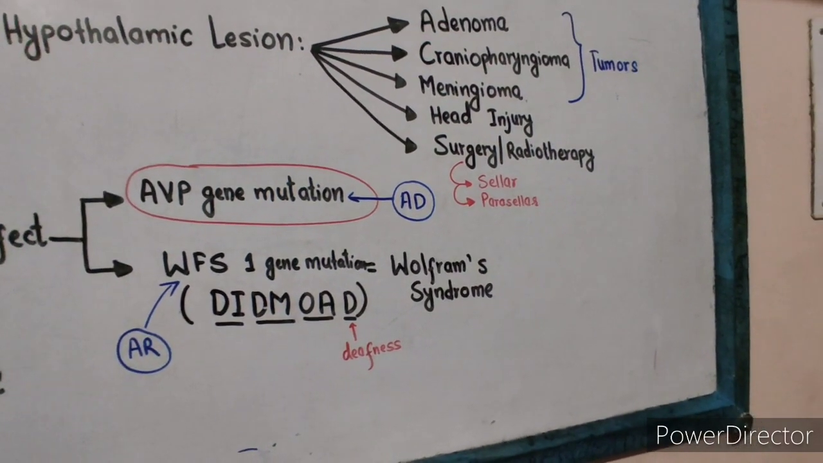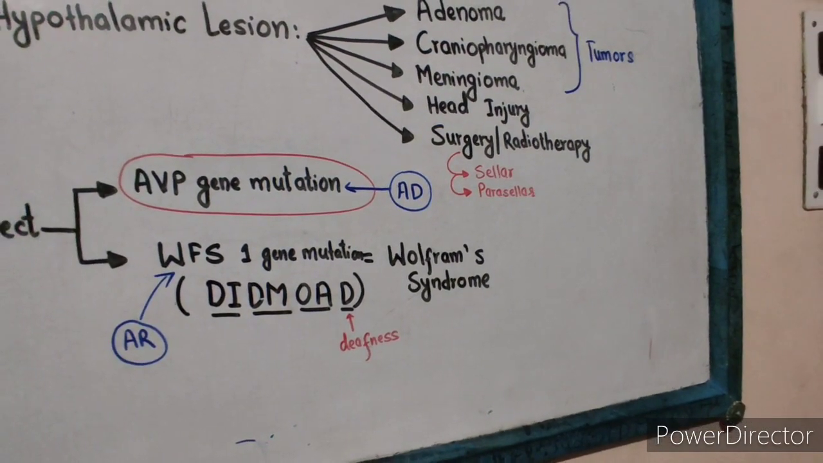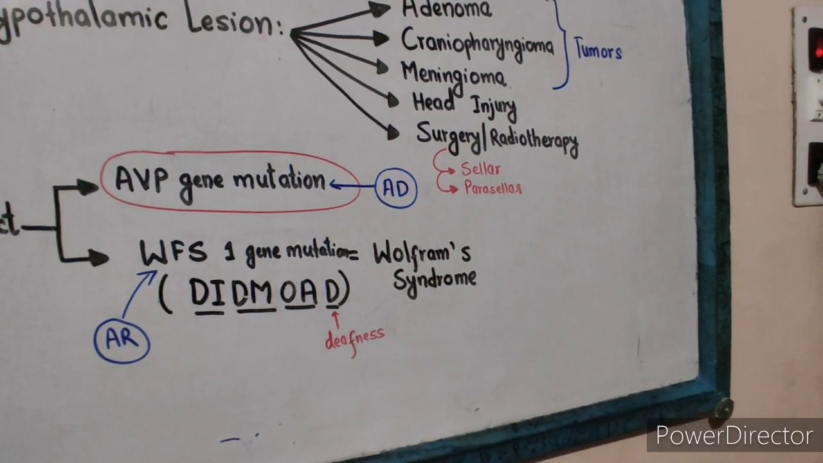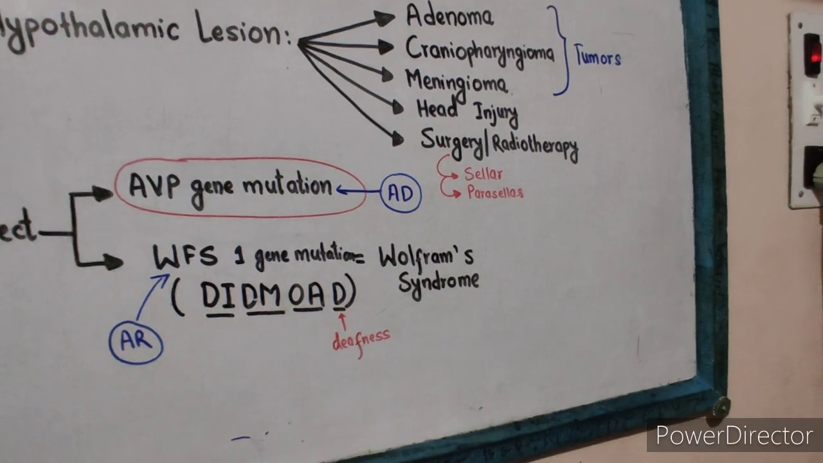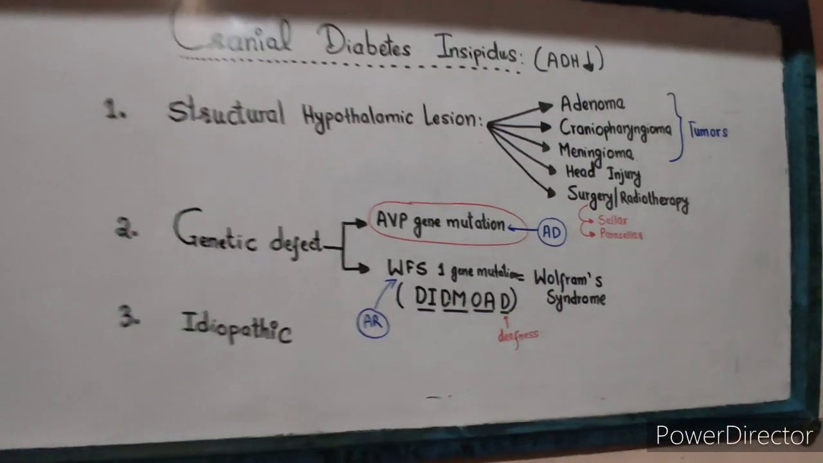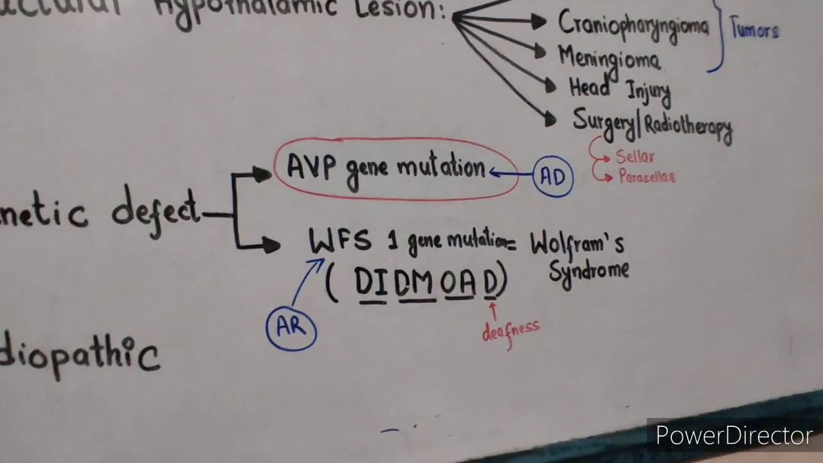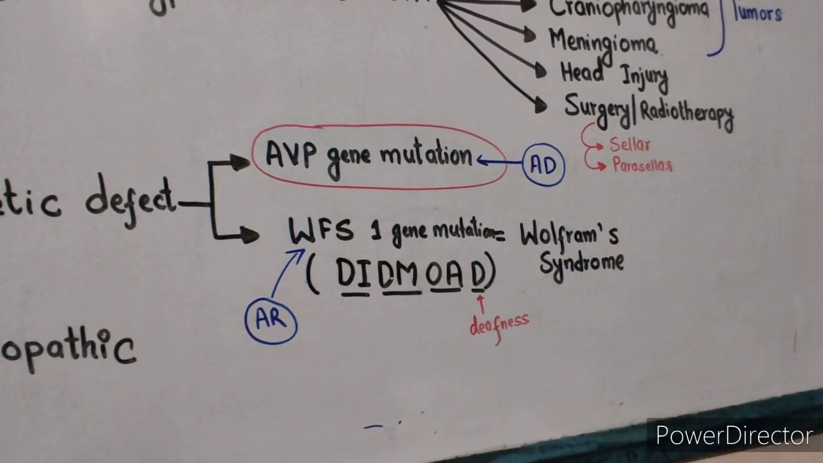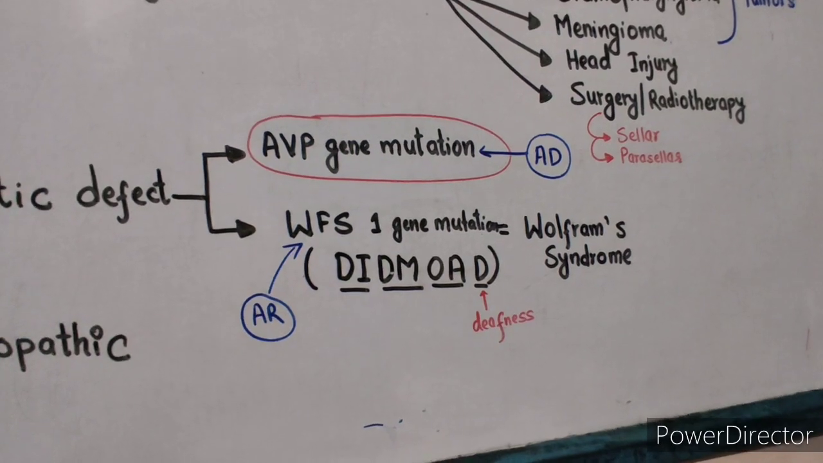Likewise, head injury or trauma can cause central diabetes insipidus. Surgery or radiotherapy in and around the sella turcica region, called sellar and parasellar surgery or radiotherapy, can also cause cranial diabetes insipidus. In genetic defects, the main one is arginine vasopressin gene mutation. This gene mutation is inherited as autosomal dominant mode.